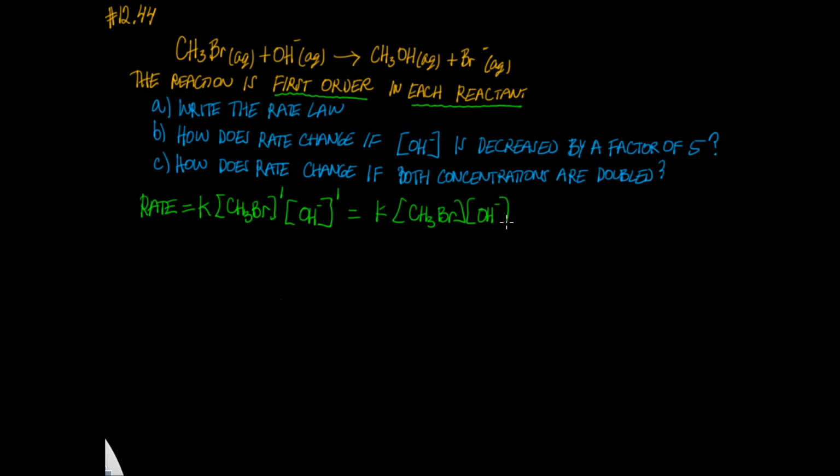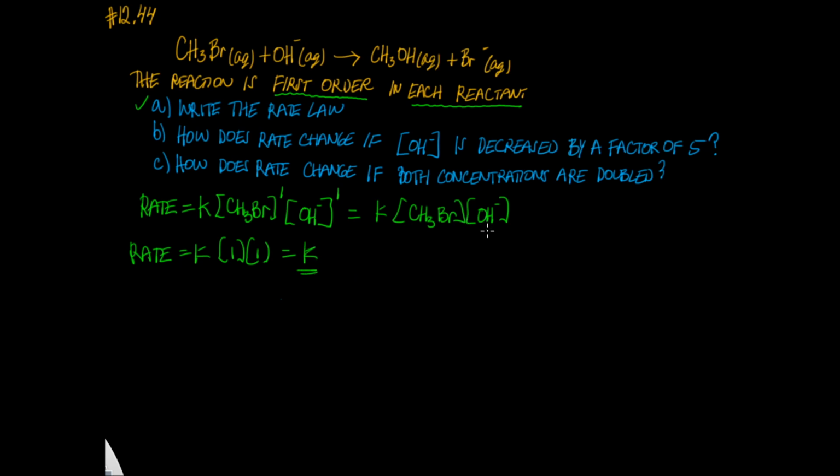All right. Now, for part B, it asks, how does the rate change if the hydroxide concentration is decreased by a factor of 5? So what you can do here is just pretend like we have one molarity for both, okay? So we have one molarity for each, and that would just be some value K.